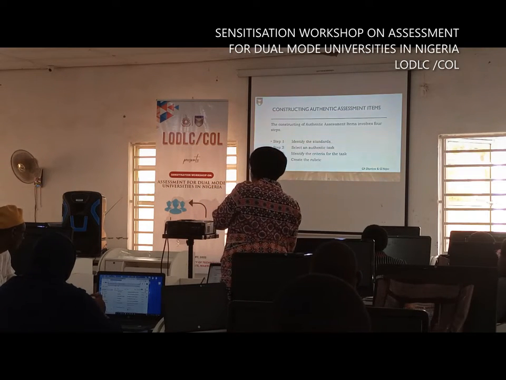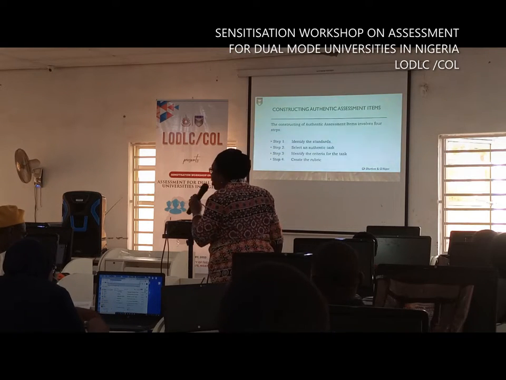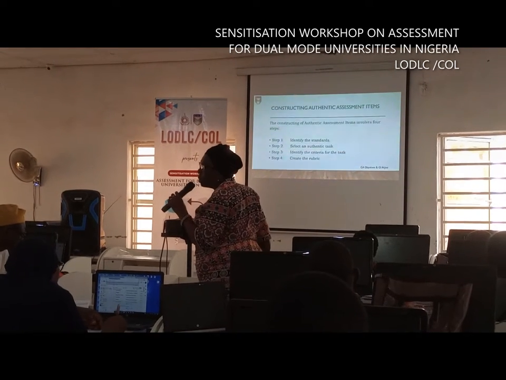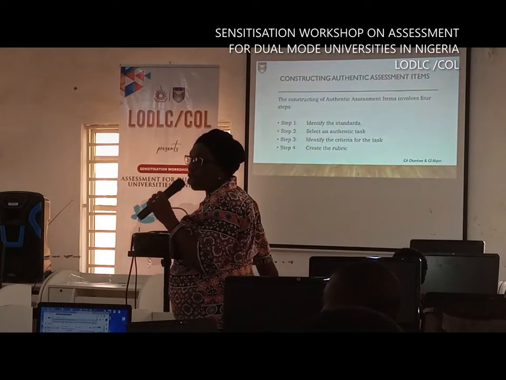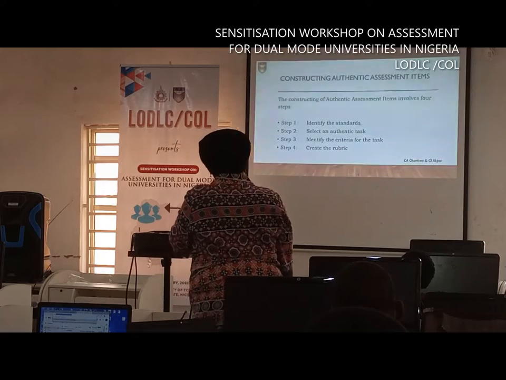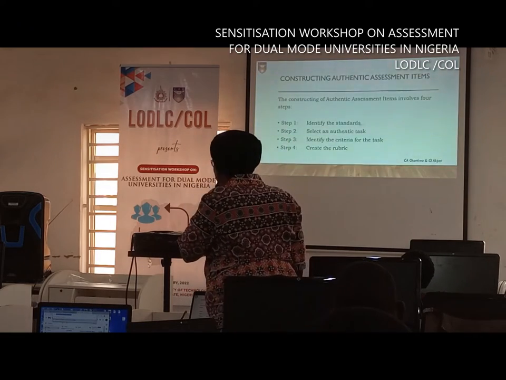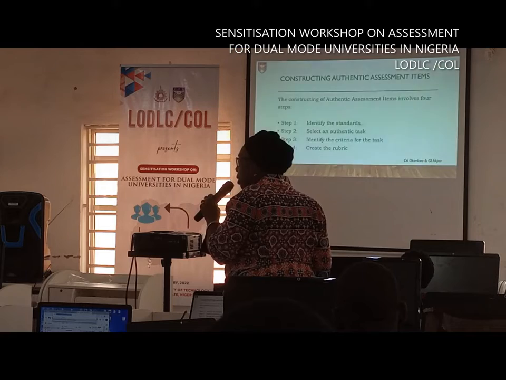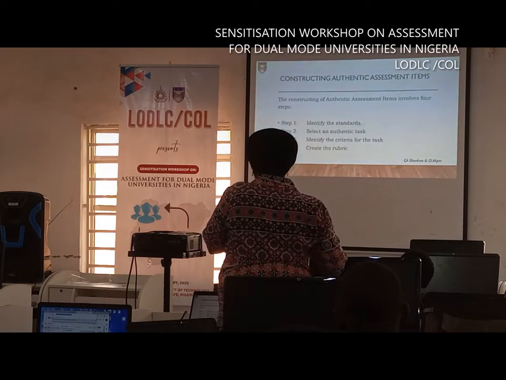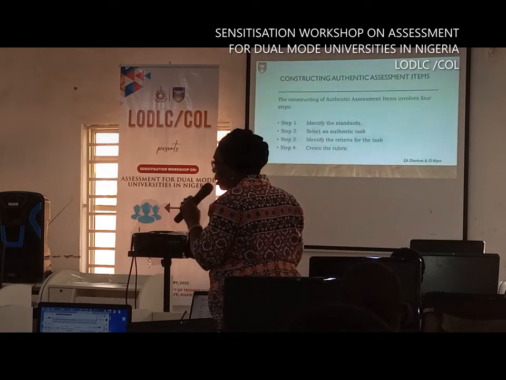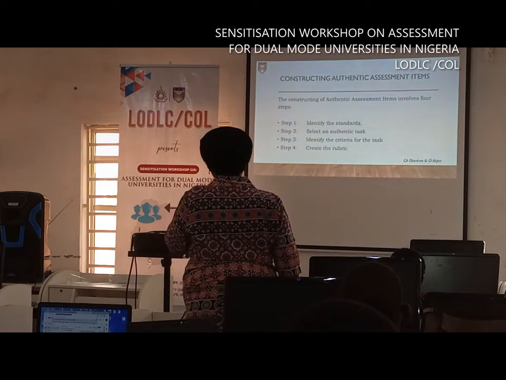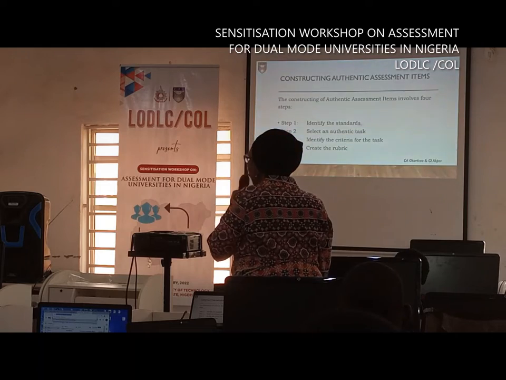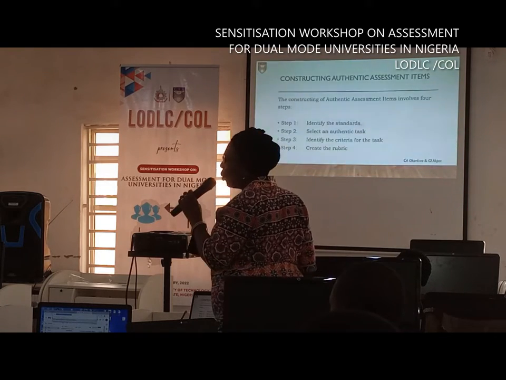So we have four steps. The first step is to identify the standard. We want our students to perform a task. What are the standards we expect the students to reach, to attain? If we identify the standards, then we select an authentic task that we give the students to show that they are able to attain that standard that we have identified. Then we identify the criteria for the task. We finally create the rubric.